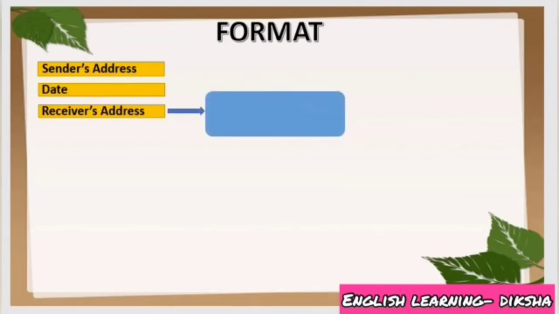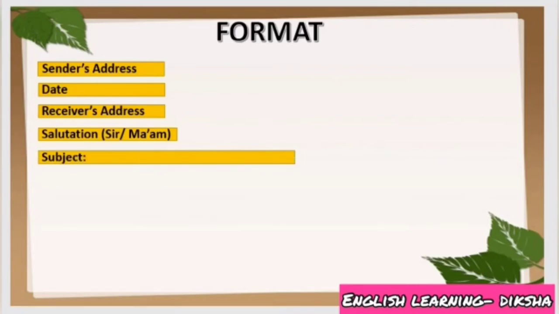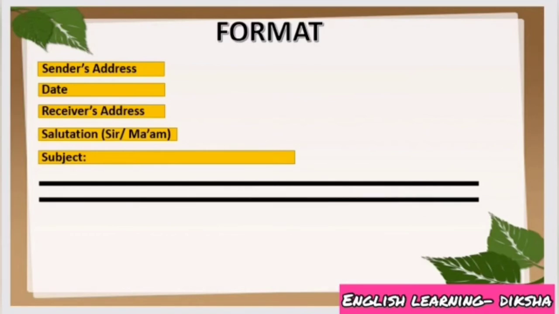First of all, write the recipient's designation and in the next line, receiver's address. Then leave one line and write salutation. Salutation means how you want to greet, like write sir or ma'am. Then leave one line and write the subject. Here you have to mention the main purpose of the letter in 4 to 5 words.